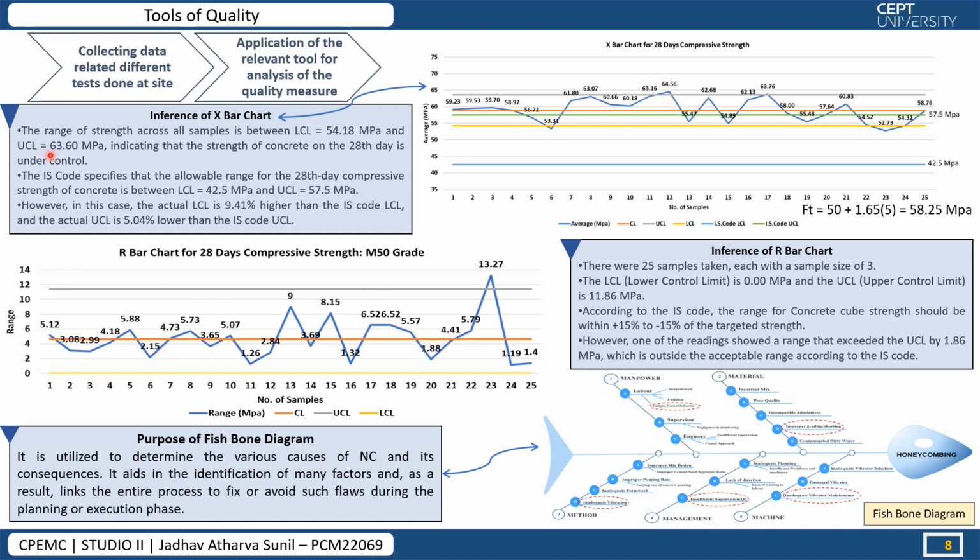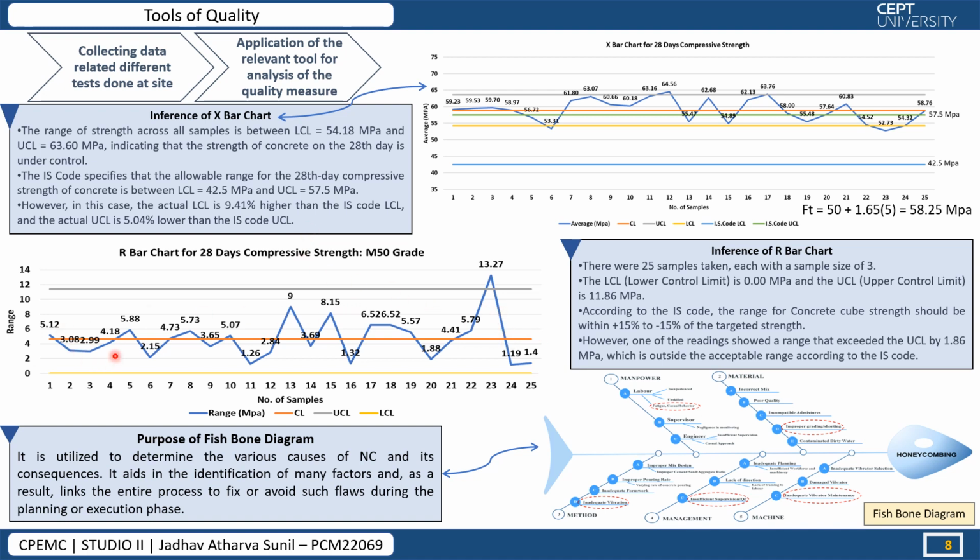And here the upper control limit is 63.60 megapascal and the lower control limit is 54.18 megapascal. As per IS code, the lower control limit for the 28-day compressive strength of concrete should be 42.5 megapascal and the upper control limit should be 57.5 megapascal. However, in this case, the actual lower control limit is 9.41% higher than the IS code LCL, and the actual upper control limit is 5.04% lower than the IS code upper control limit.